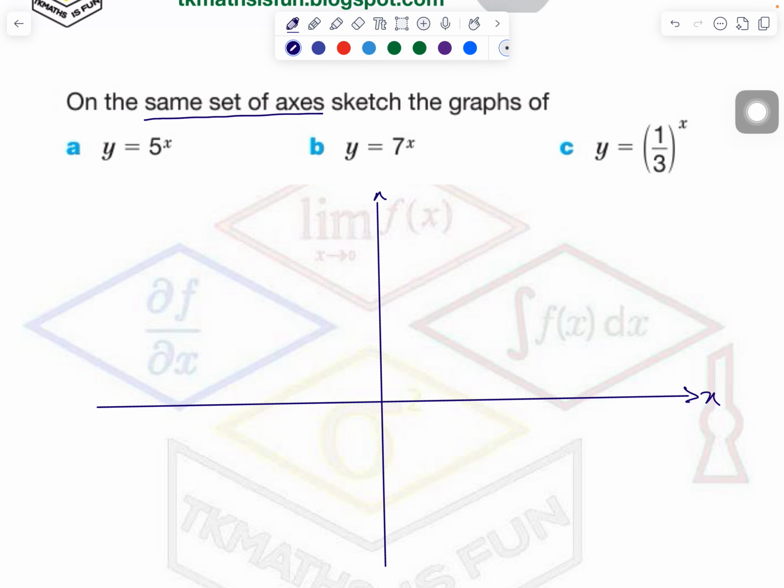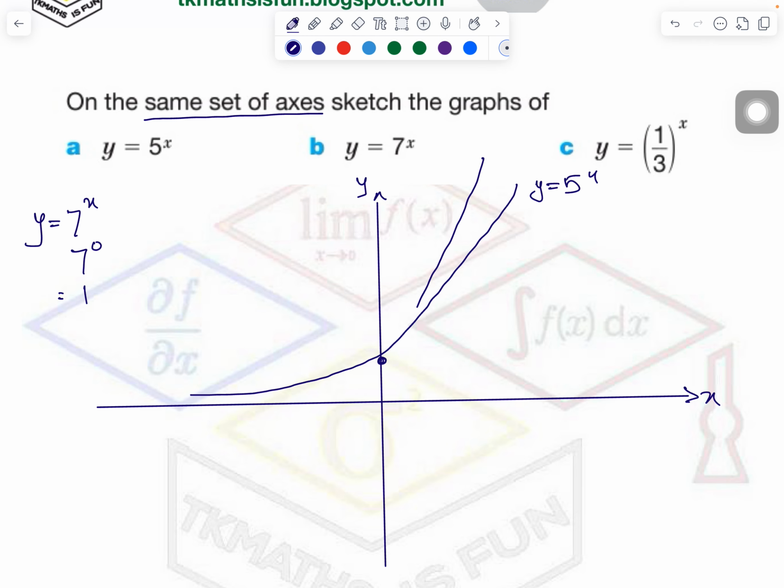Okay, so the first one we have seen will pass through 1, and the shape of the graph will be something like this. So I can label it y equals 5 power x. Now y equals 7 power x. This one will also pass through 1 on the y-axis, because when I put x as 0, it will be 1. So now this will be steeper, right? And it will be on the lower side here.